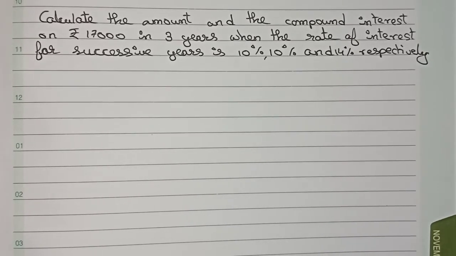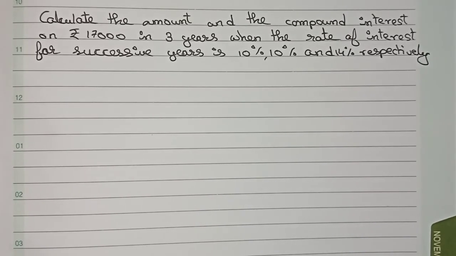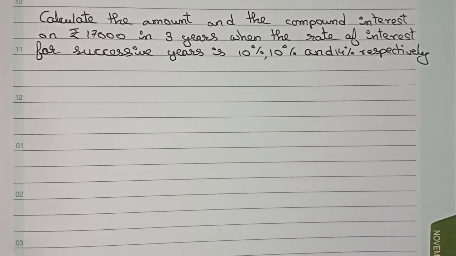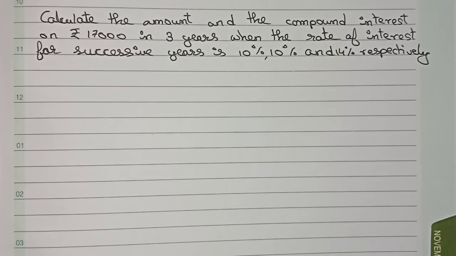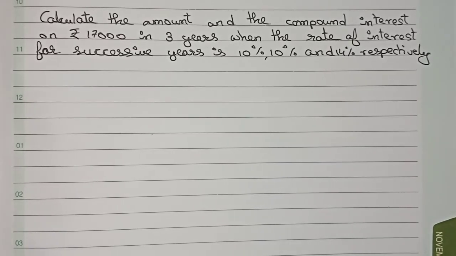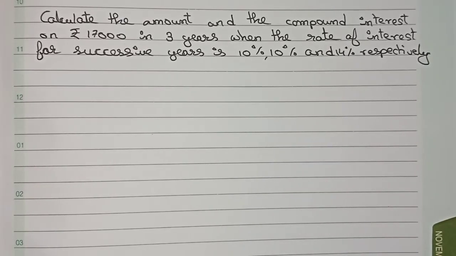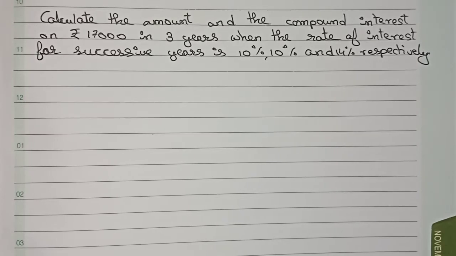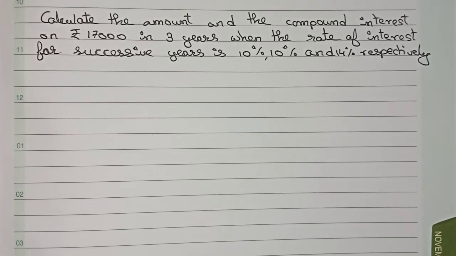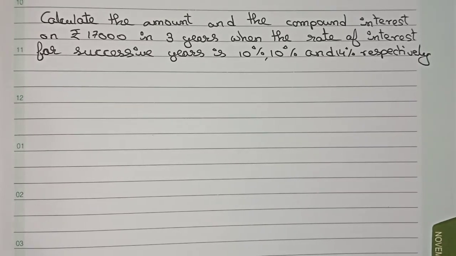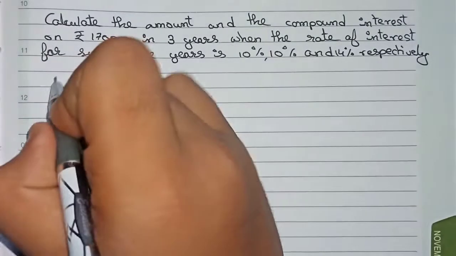In this video, our question is: calculate the amount and the compound interest on rupees 17,000 in 3 years, when the rate of interest for successive years is 10%, 10%, and 14% respectively. So this is the question. Now let's solve this. The question gives that for the first year the rate of interest is 10%, for the second year also 10%, and for the third year it is 14%. So let's start.